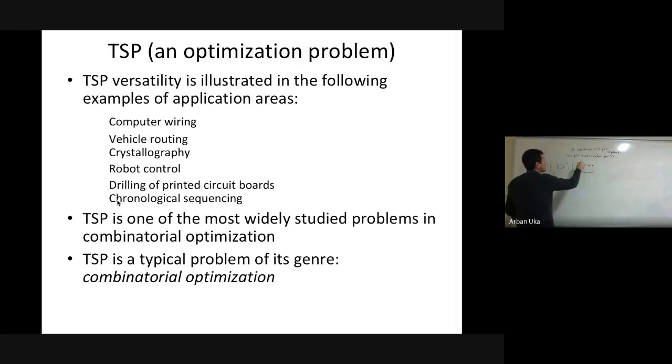So the question is, find the shortest distance. How can we do it? I mean, how long can it take for a machine to do this? Even if you do it by hand, this will take half an hour, depending on how much work you are going to do, right?